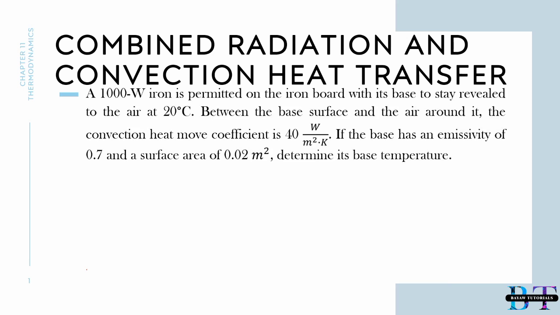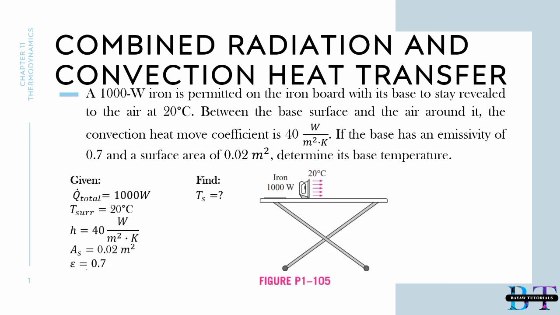A 1000 watt iron is placed on the ironing board with its base exposed to the air at 20 degrees Celsius. Between the base surface and the air around it, the convection heat transfer coefficient is 40 watts per meter squared Kelvin. If the base has an emissivity of 0.7 and a surface area of 0.02 meters squared, determine its base temperature.